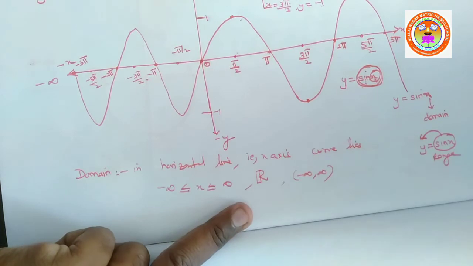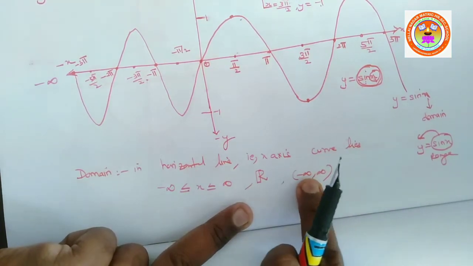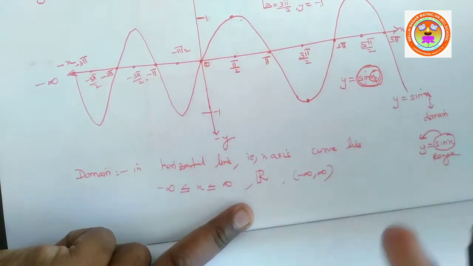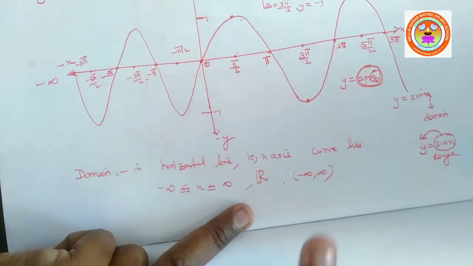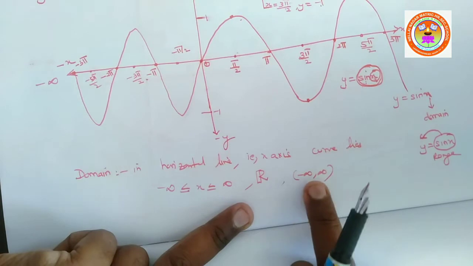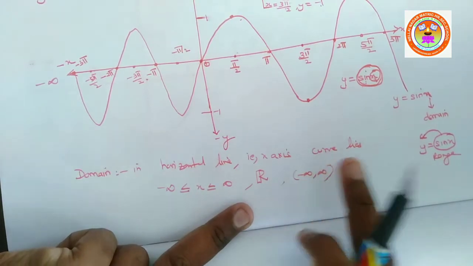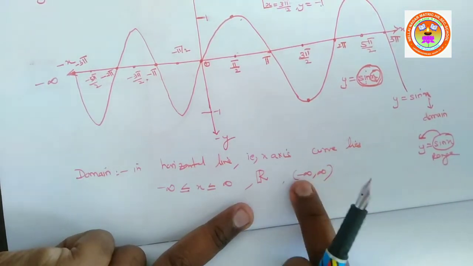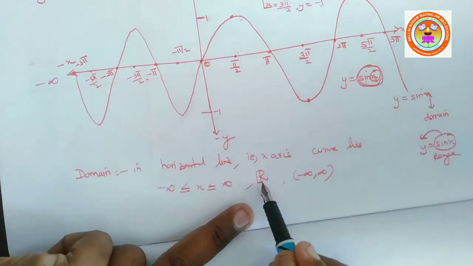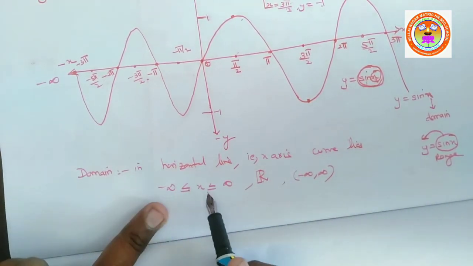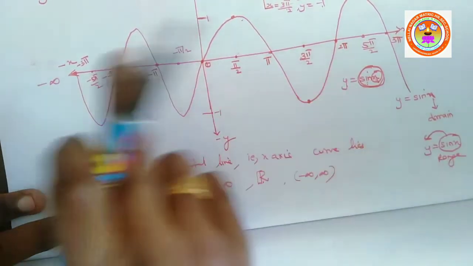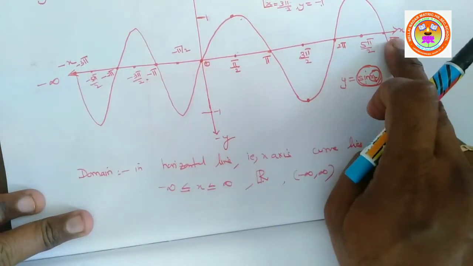Infinity should always be written as open. If it is a constant, you can use open or closed, but infinity we should always write only as open. If a constant comes here, you can use open or closed. It is an open interval, minus infinity comma infinity, or you can write R, or minus infinity less than x. Therefore, the curve lies from minus infinity to plus infinity. This is the domain.